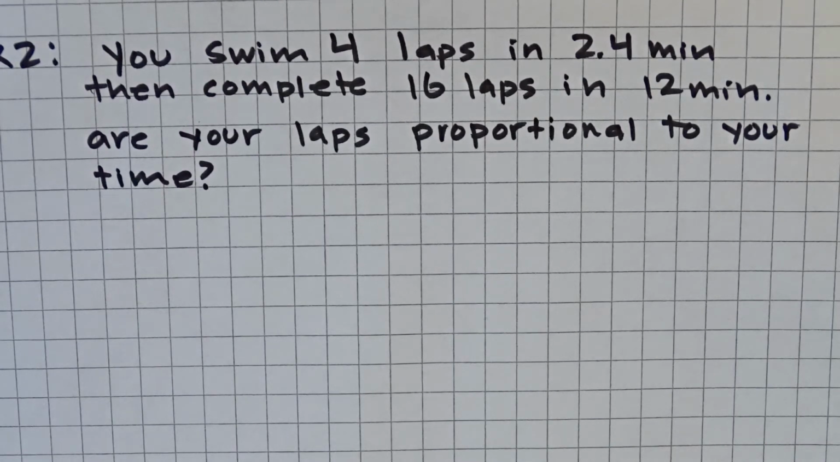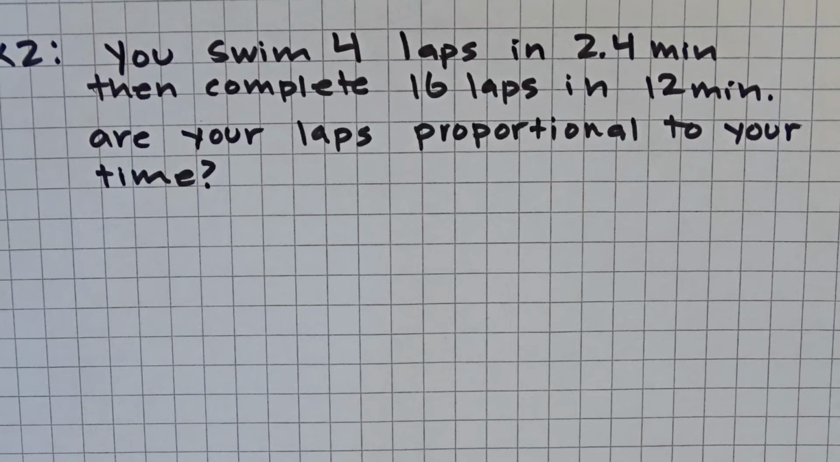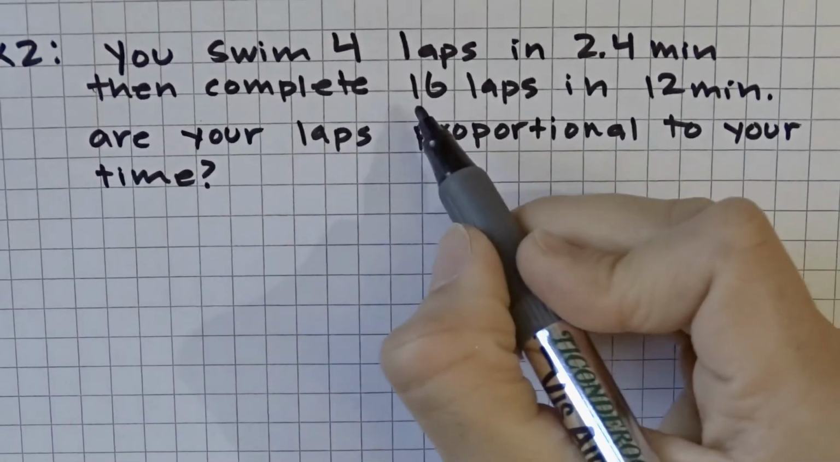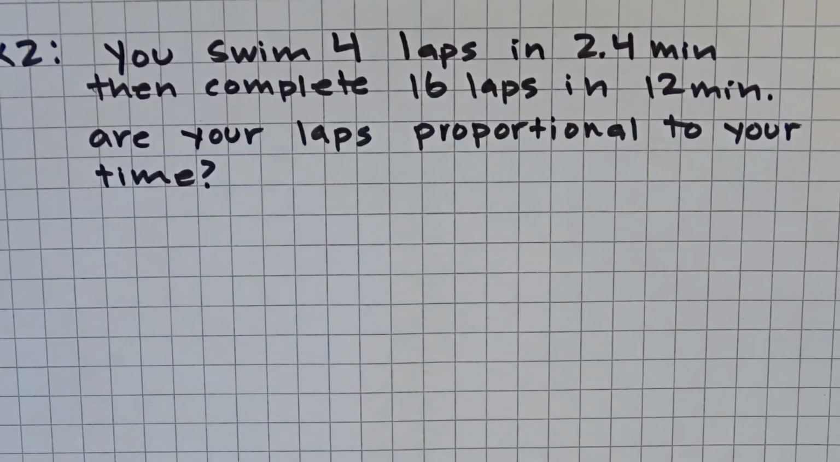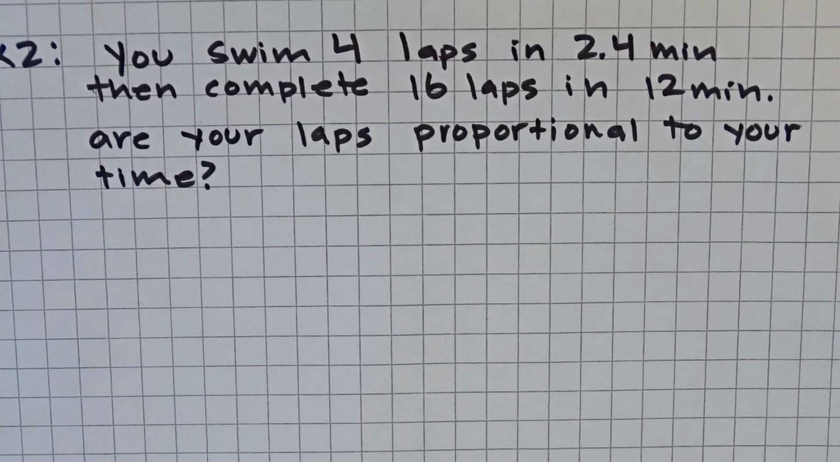Okay, so there's two methods of doing this. We want to know if the 4 laps in 2.4 minutes is the same rate as 16 laps in 12 minutes. Meaning, did you speed up, did you slow down, or are you maintaining your speed? If the laps are proportional, then that means you are performing the same before and after, earlier and later. If they're not proportional, that means your speed of swimming is changing and you're slowing down or speeding up.